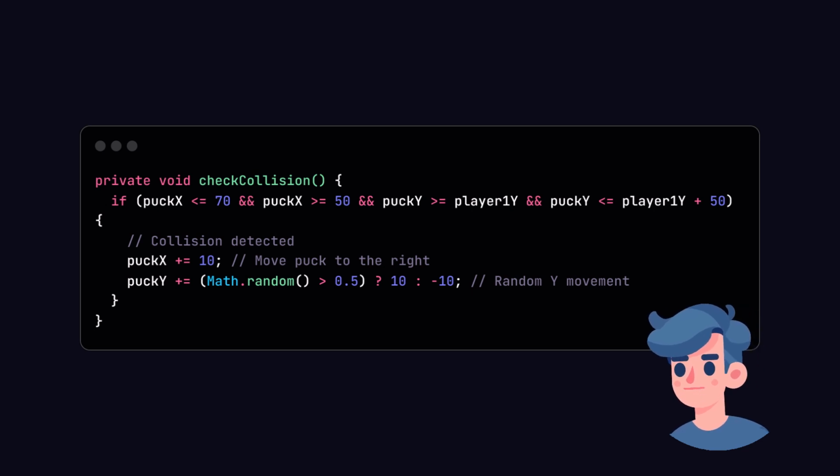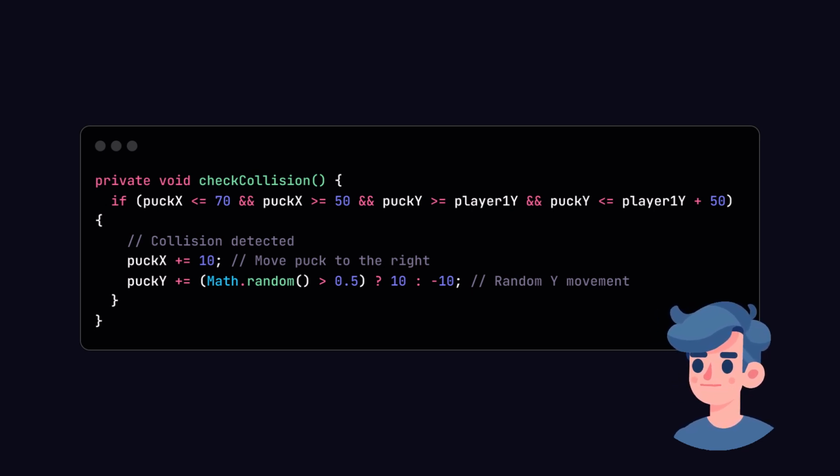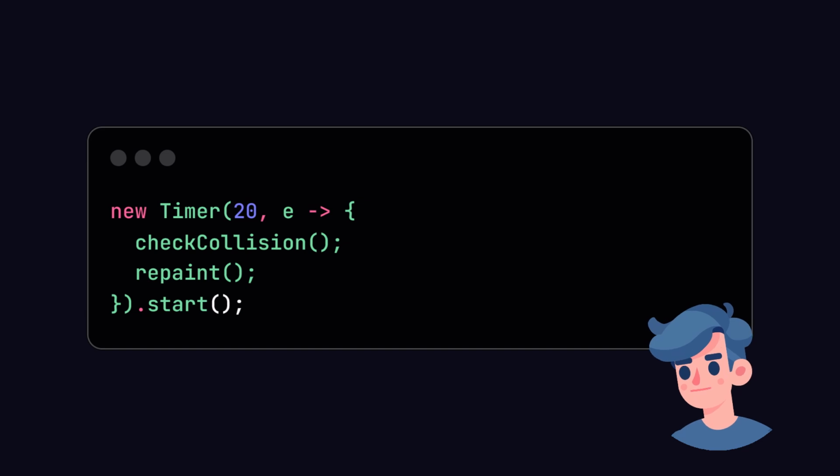First, we need to detect collision between the player and the puck. We'll call checkCollision in our game loop. To create a game loop, we can use a timer to repeatedly call repaint. Add this timer in the game panel constructor.